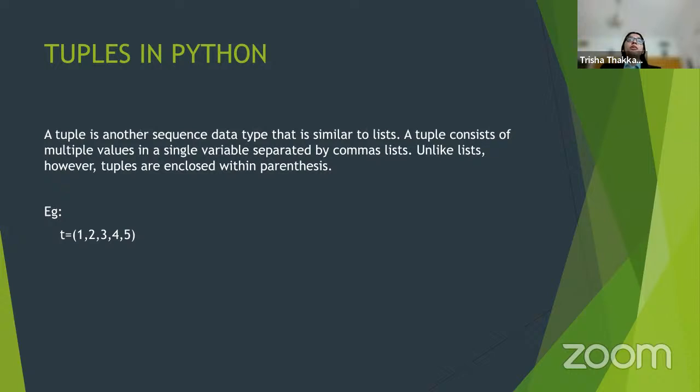Now I will be talking about another data type, which is tuples. A tuple is another sequence data type, which is similar to lists. And this also consists of multiple values separated by commas. The difference between lists and tuples is that tuples are enclosed within parentheses. Also, another difference is that lists are mutable, whereas tuples are not.